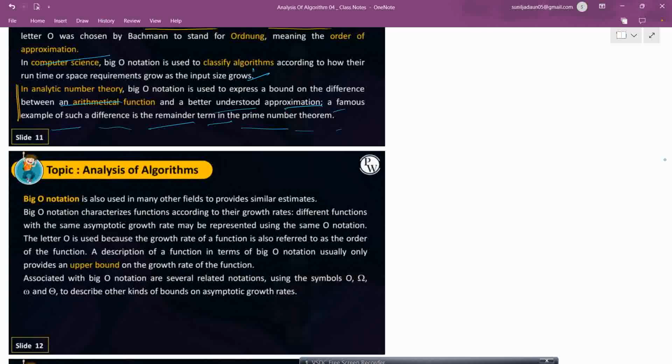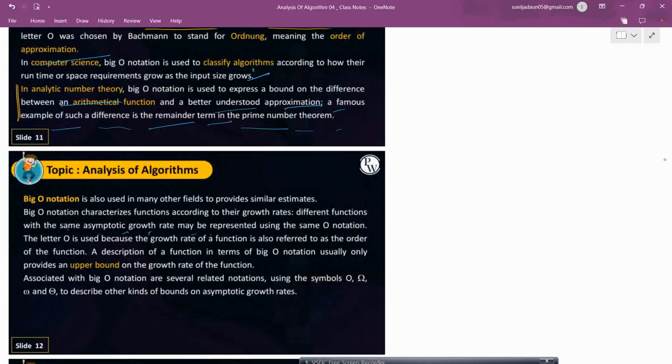Big O notation characterizes functions according to their growth rates. Different functions with the same asymptotic growth rate may be represented using the same big O notation. The letter O is used because the growth rate of a function is also referred to as the order of the function.